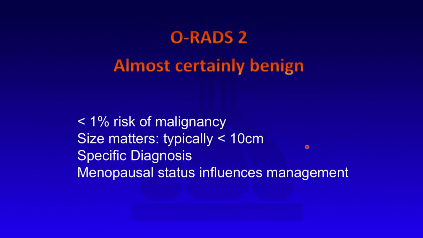Now, O-RADS 2 are lesions that are almost certainly benign. So they have a risk of malignancy that's less than 1%. Typically, size will be taken into consideration in these categories. So the lesion should be less than 10 centimeters. And many times you can offer a specific diagnosis, and the menopausal status in some cases may influence management.